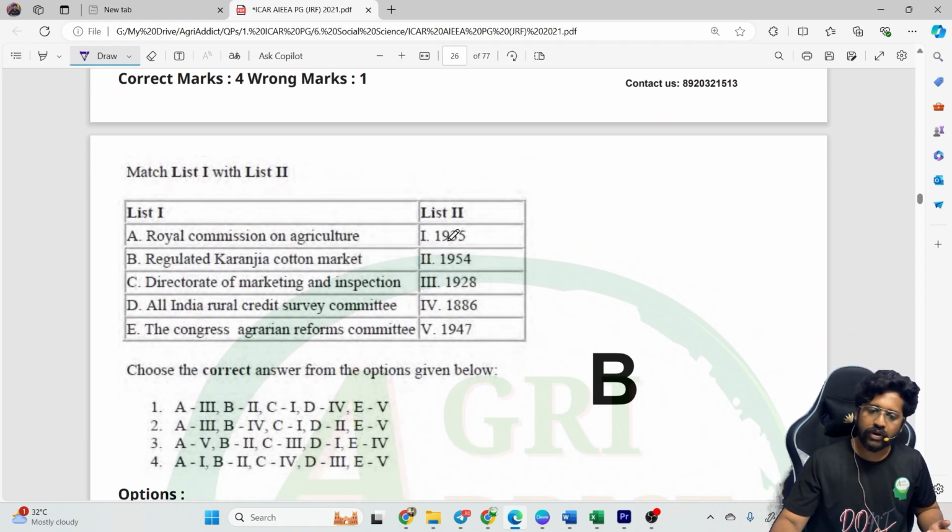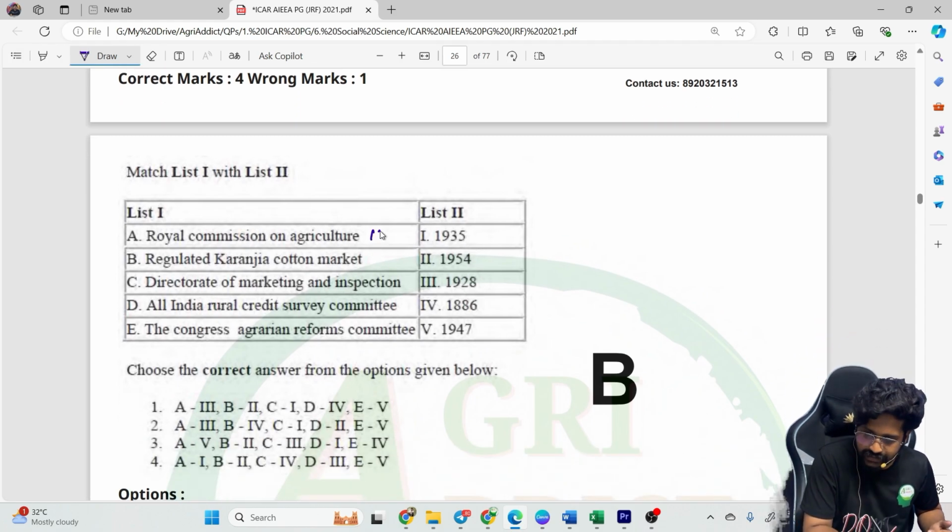Match the following. Royal Commission on Agriculture in 1928. So therefore A can be connected with 3. So 3 and 4 can be eliminated. What about the regulated Karanja cotton market, which is the first regulated market in India, which was established in 1886? So therefore B can be connected with 1886, the fourth option. So 3, 4, the only option that goes with A, B with 3, 4 is the second option. So therefore we can go with the second option by eliminating all those options, right?